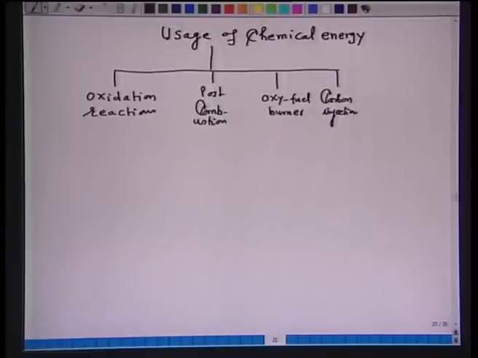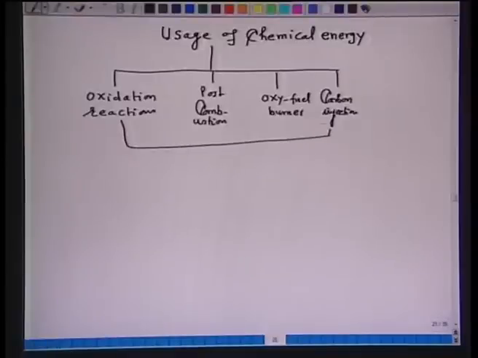Now, all these technologies require oxygen in order to derive the chemical energy, because chemical energy means what? You carry out a chemical reaction, and that chemical reaction must be exothermic in nature. When the reaction is exothermic, the amount of heat will be available to you. So, all these different facets of chemical energy require a system for oxygen injection.